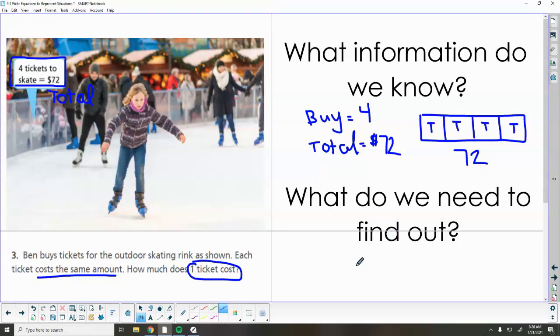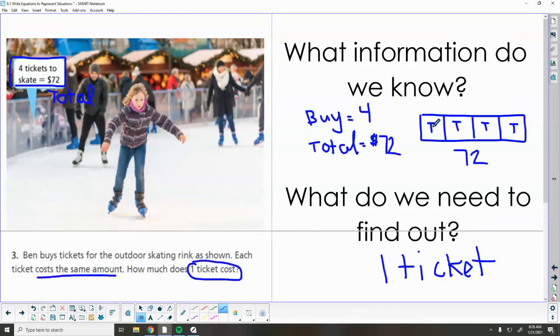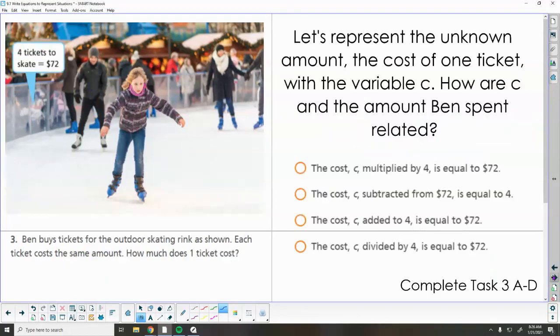So what do we want to find out? We want to find out the price of one of these tickets. So using that information, we're going to say that the unknown cost of one ticket is C. I put T's for ticket, and they chose to put a C for cost of the ticket. So we can just switch those out. So these are all C's. We want to know one of these C's here.